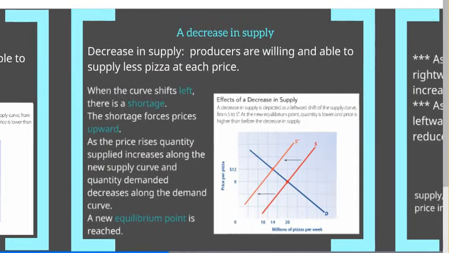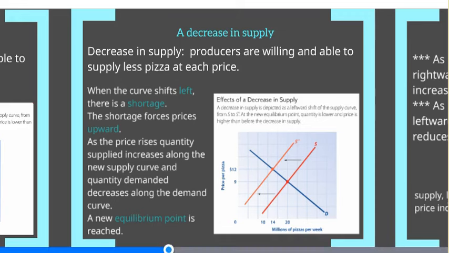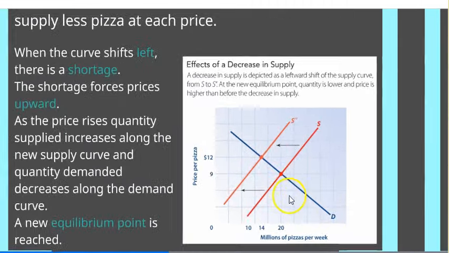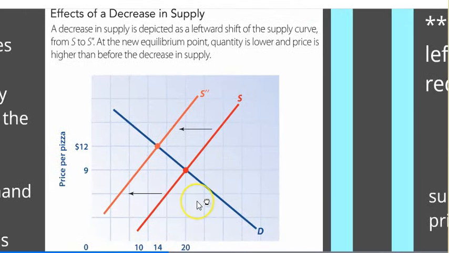How about a decrease in supply? A decrease in supply means producers are willing and able to supply less pizza at each price. So when the supply curve shifts to the left, there's now a shortage. The shortage forces prices upward. As the price rises, quantity supplied increases along this new supply curve, and quantity demanded decreases along the existing demand curve. Therefore, a new equilibrium point is reached. So let's talk about that one again.